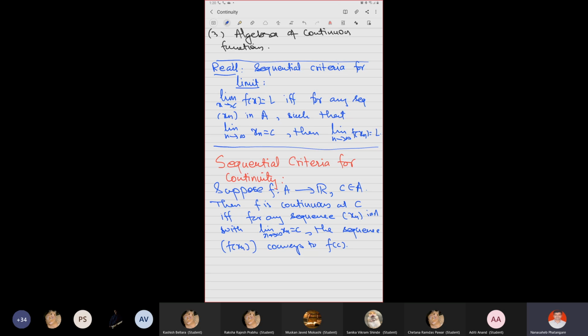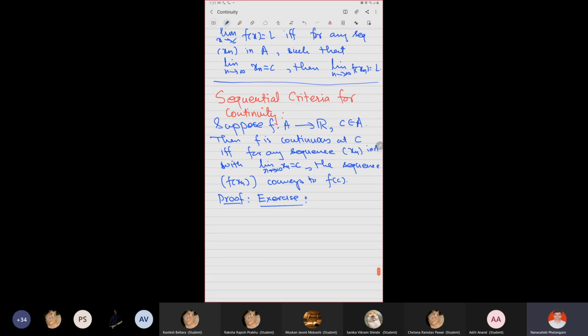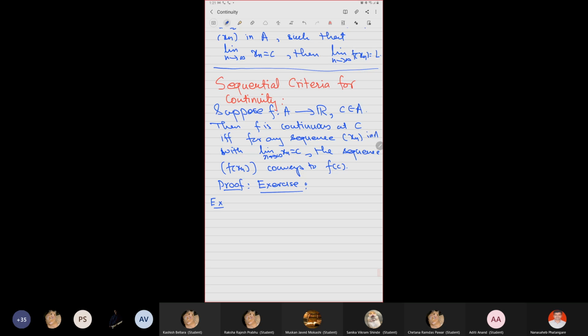And the proof of this sequential criteria is exactly the same as the proof of what we did for limit. Only f of c is replaced by L. And therefore, I will leave this as an exercise. But this is a very important criterion and you should remember it, because the proof is exactly similar to the proof that we discussed for limit. Right. And therefore, no need to discuss the proof again. But from this sequential criteria, we can understand many functions and their continuity.